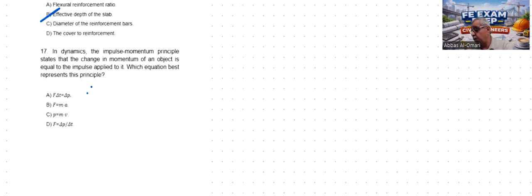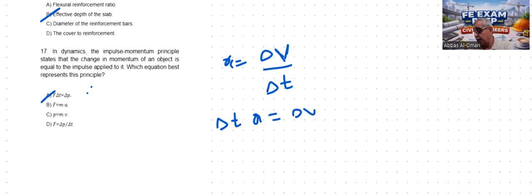What is the definition of acceleration? Acceleration is delta V divided by delta T. So delta T multiplied by acceleration is delta V. Now if you multiply both sides by the mass, so m a delta T equals m delta V. So m a is force, so force times delta T, this is impulse, equals delta P, change in momentum.